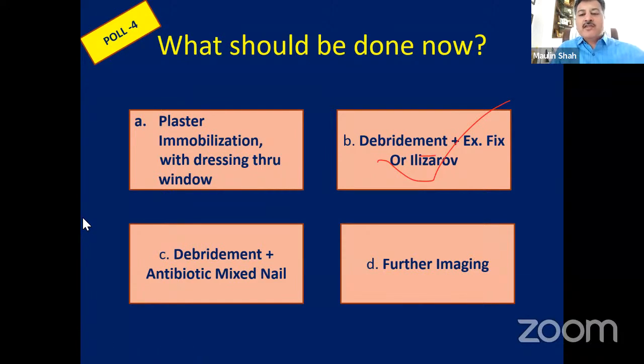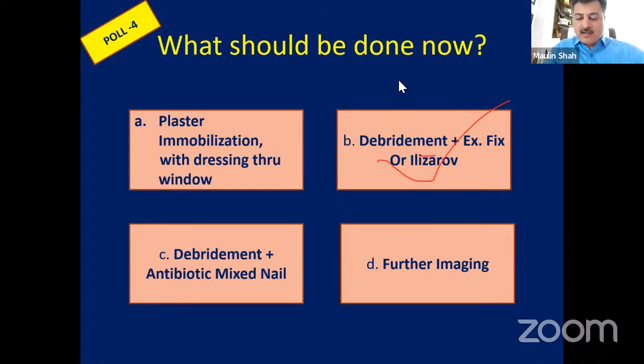So Gaurav wants further imaging. Chinmay wants further imaging. Raman says remove the dead bone. Sheenam says further imaging. Debridement and X-fix or Ilizarov. Raman says debridement, put him in cast. Right. So many options, many thought processes.